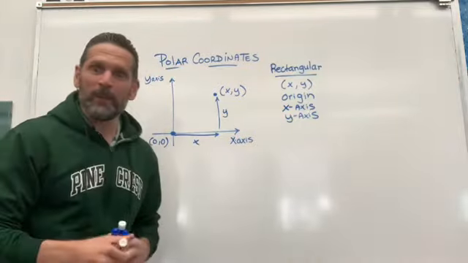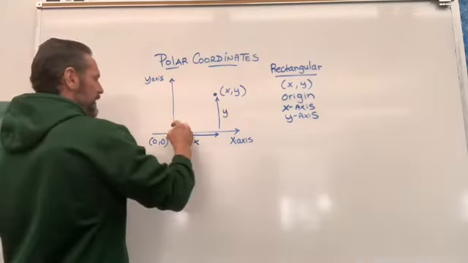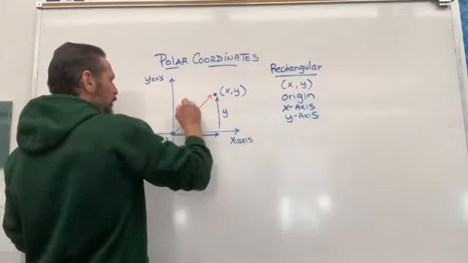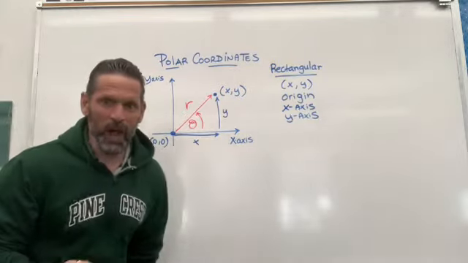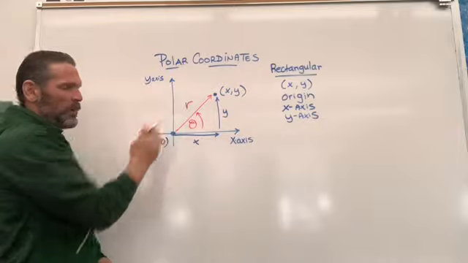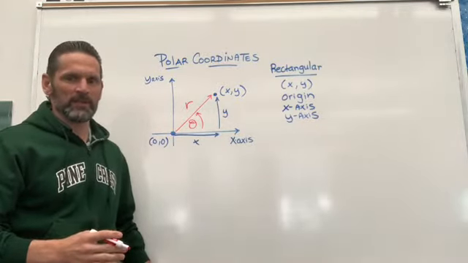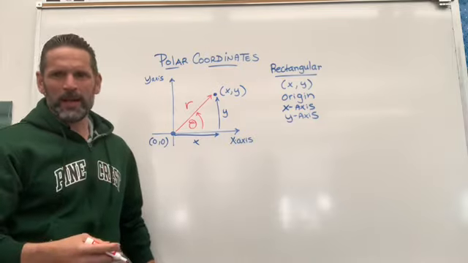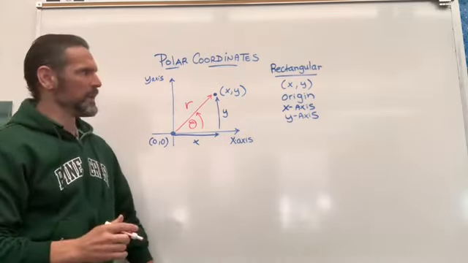The two bits of information I want are, how far do I go and in which direction? How far do I go? Well, that's r. And in which direction? Stop me if you've heard this before. We're going to go the positive counterclockwise angle from the positive x-axis. We don't have to keep it counterclockwise. We can go clockwise. Remember, when we go clockwise, the angle will be negative.